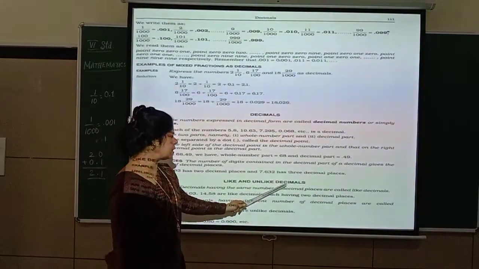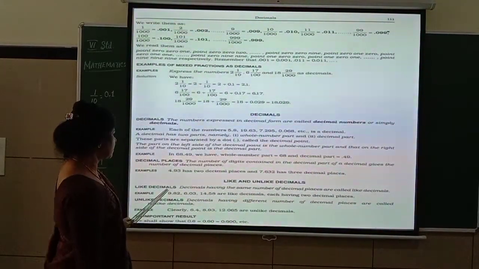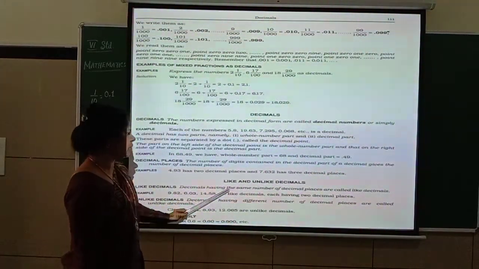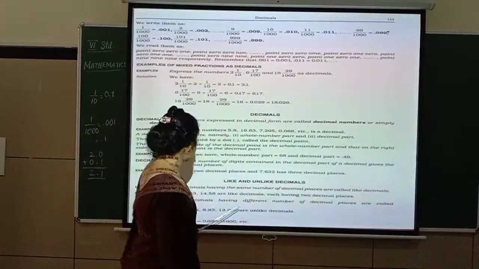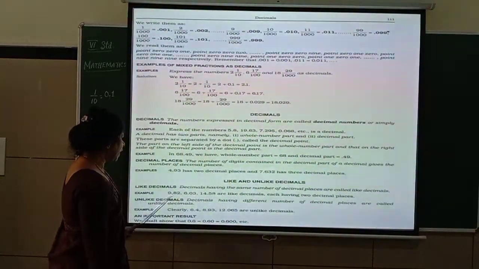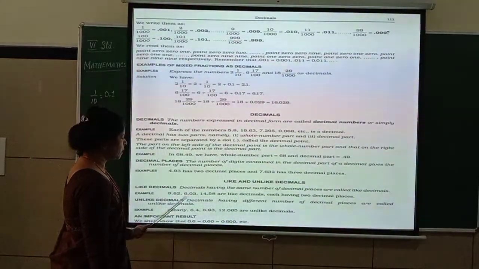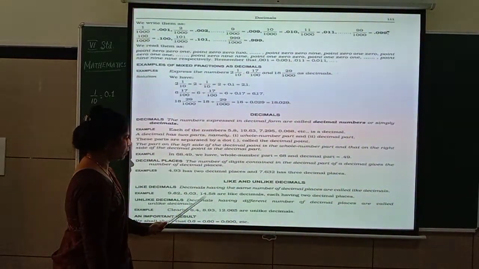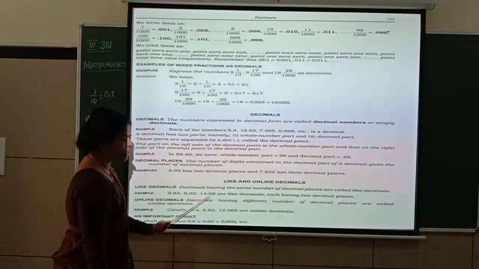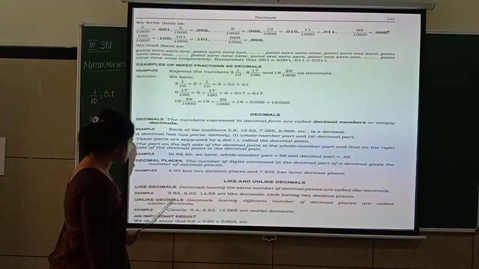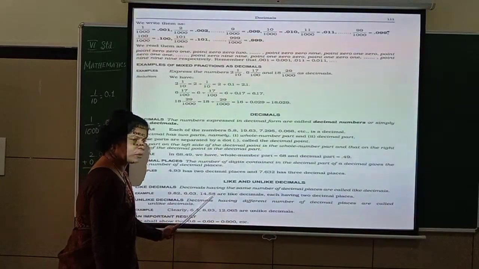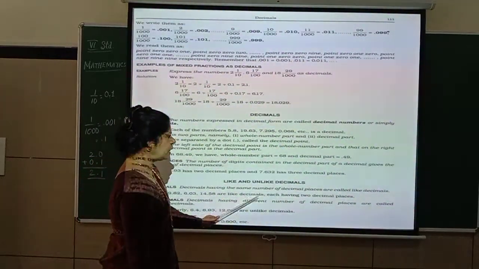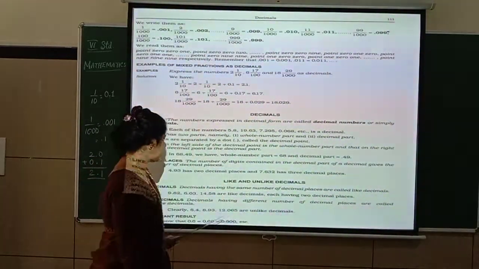Like and unlike decimals. Like decimals: decimals having the same number of decimal places are called like decimals. See the example, 9.82, 6.03, 14.58. Why do we say they are like decimals? Because after the point, 2 digits are there. Can you see? After the point there are 2 digits. Clear? So each has 2 decimal places.